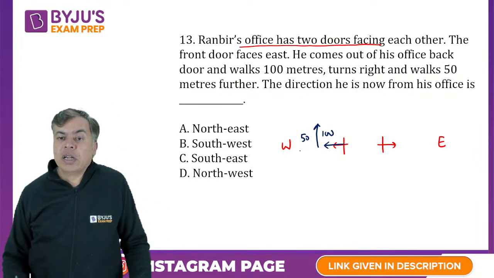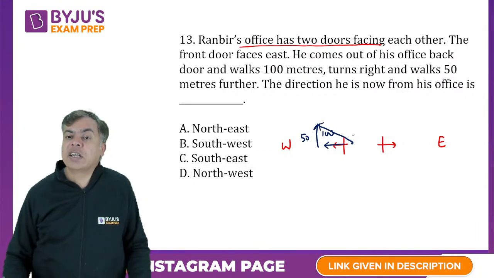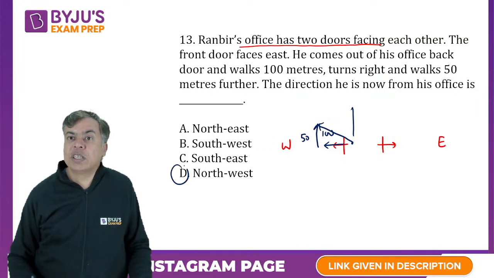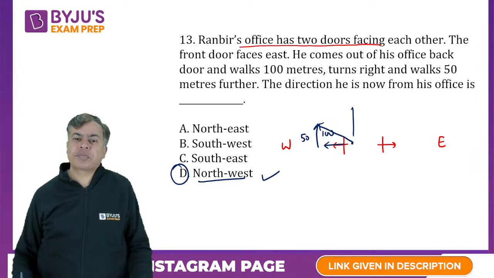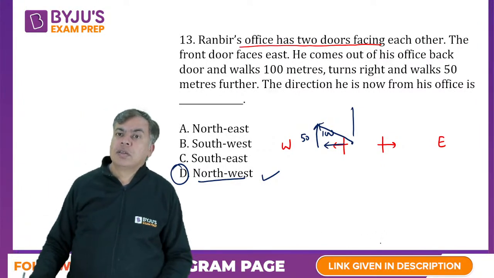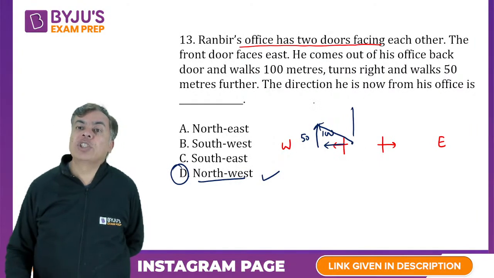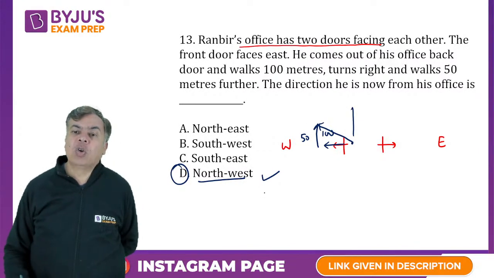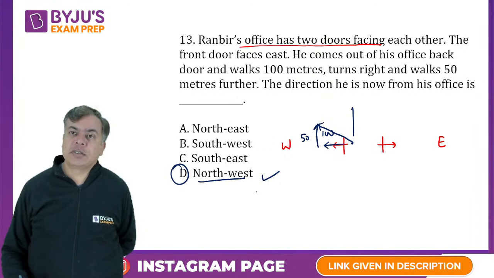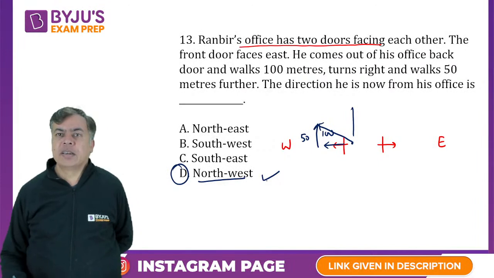The direction he is now from his office. His office is here, and he is here in this direction. That is northwest. So northwest would be the correct answer. It is very simple. He moves towards west first and then moves towards north, so it should be northwest. So he is now northwest of his office. Yes, correct. Very good.